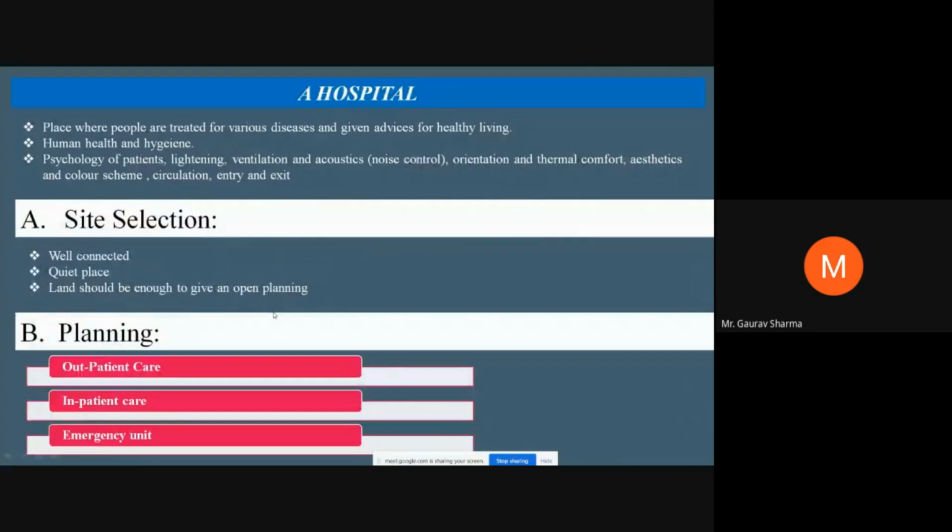So yesterday we talked about the school building, its planning and functional requirements. Today our topic is the hospital building, a place where people are treated for various diseases and given advice for healthy living. That is a hospital. We all know about it.